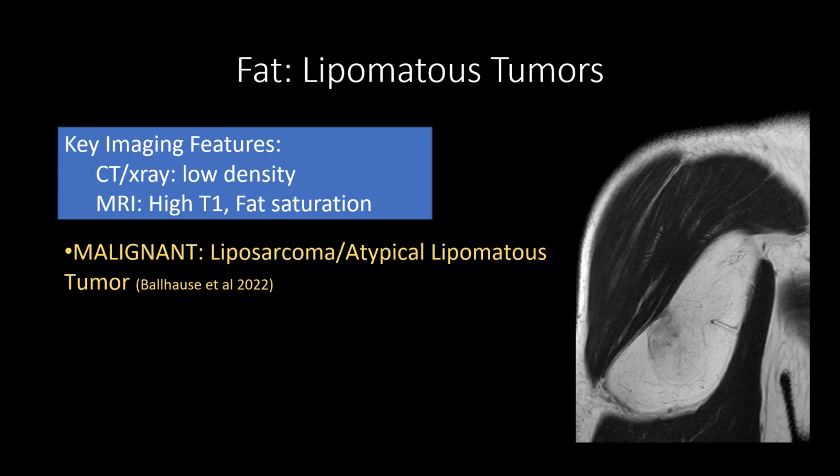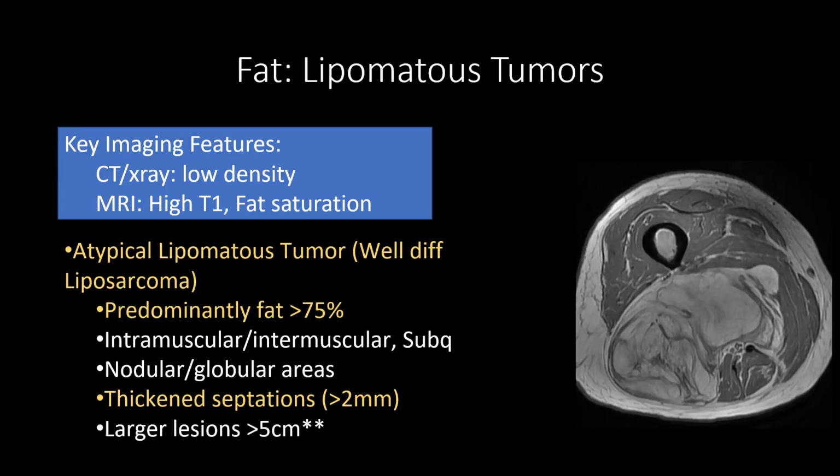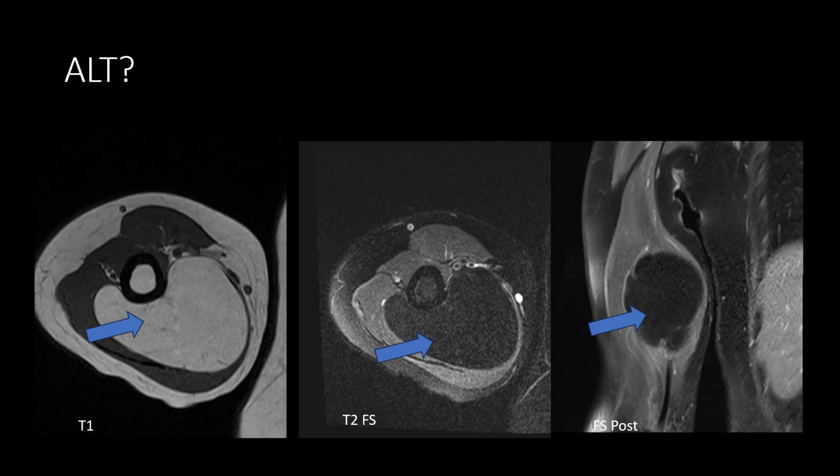So what about when it goes bad? What about the malignant subtypes? Atypical lipomatous tumor and liposarcomas. These are typically in our older patient population, pelvis and thighs the most common. And then we have this whole subcategory of ALT, or atypical lipomatous tumor, which is synonymous with a well-differentiated liposarcoma. So an atypical lipomatous tumor is made up of predominantly fat. It has to have more than 75% fat to call it an ALT. It has to have thickened septations of more than 2 millimeters, so something like this, and they tend to be larger lesions.